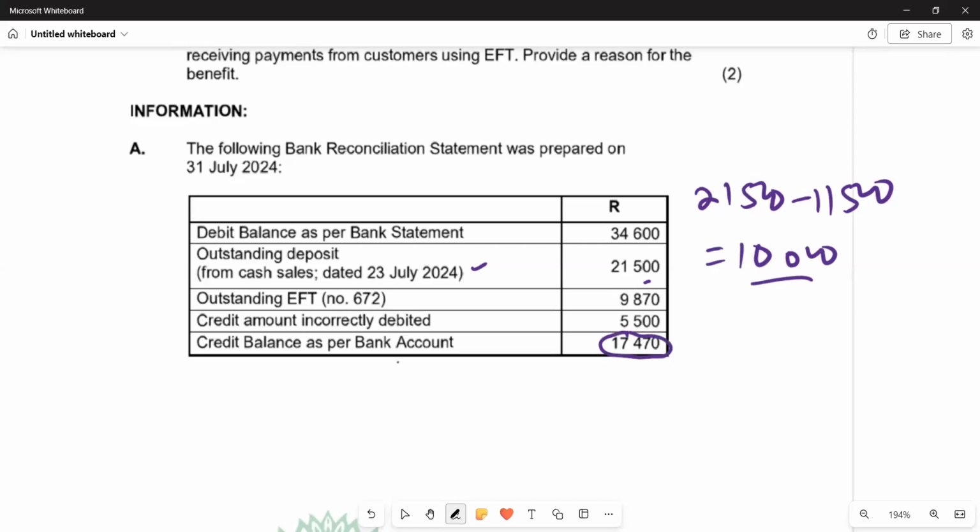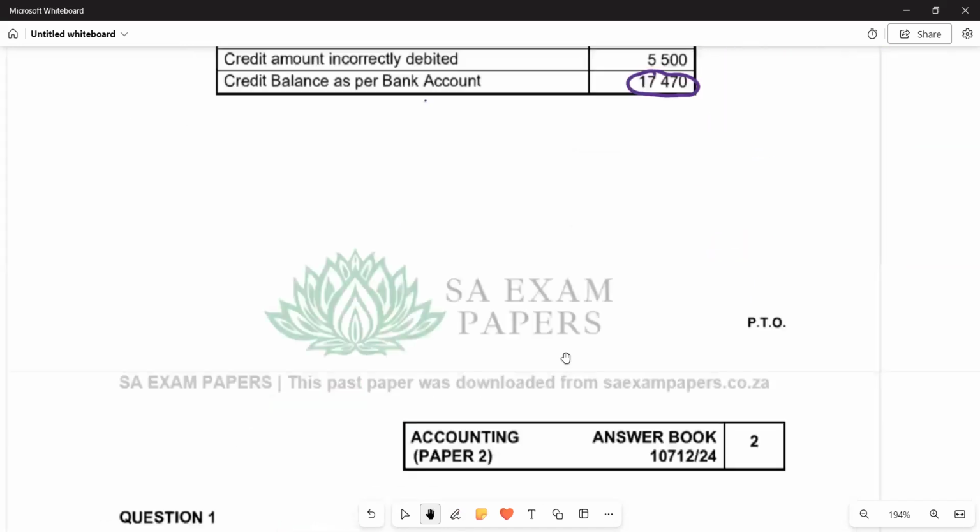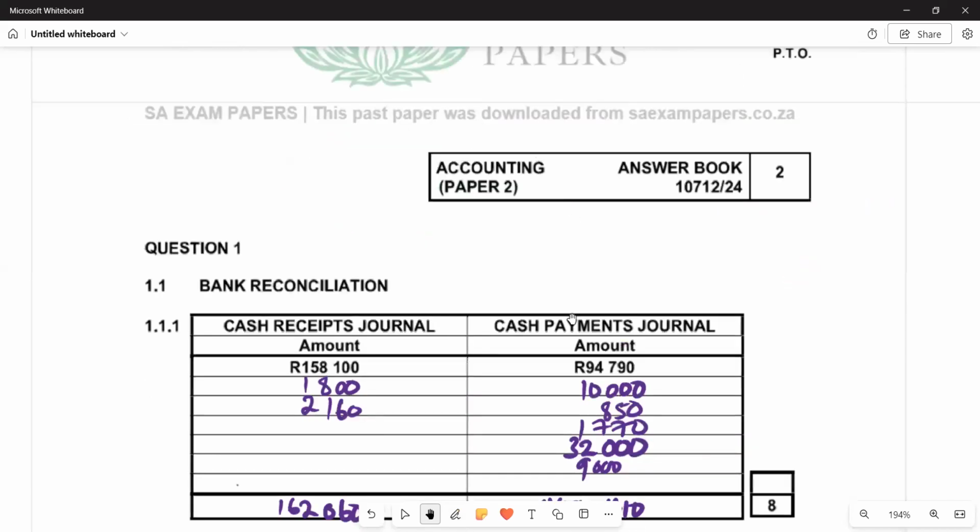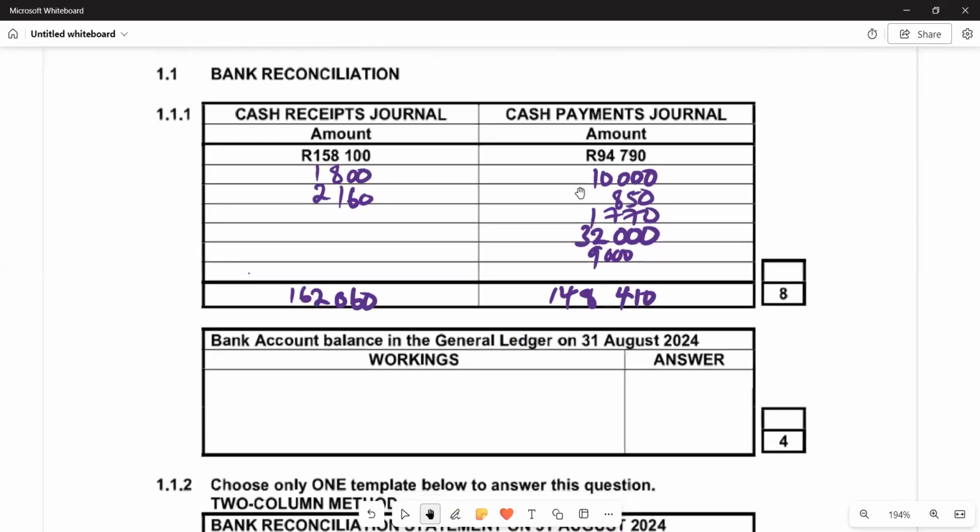So we are going to start with our negative 17,470. Then we add our receipts. Obviously, we add our receipts, and then we subtract our payments. Then we get the final balance. So what we are saying is negative 17,470.